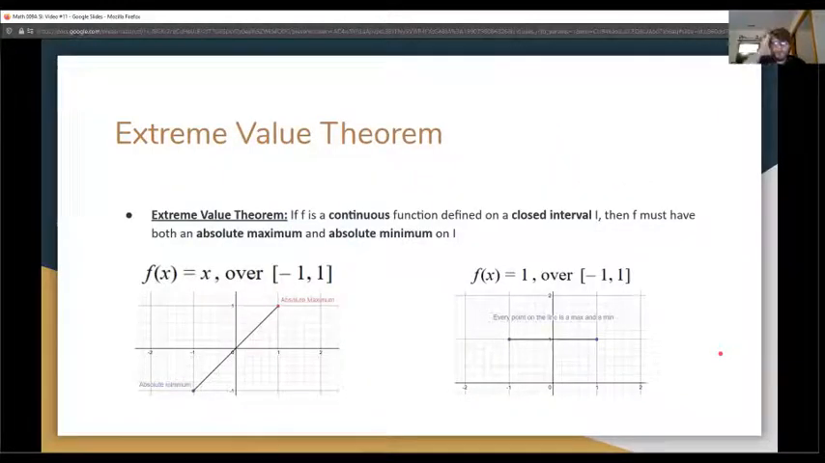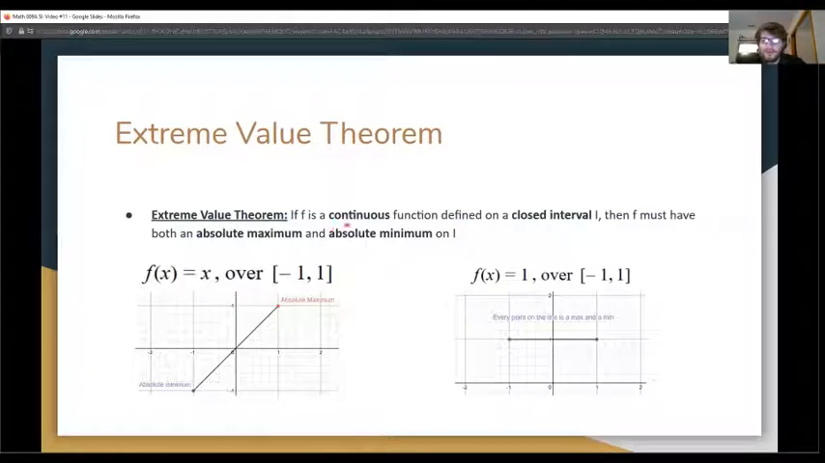Next up, the extreme value theorem. The extreme value theorem says, if f is a continuous function defined on a closed interval I, then f must have both an absolute maximum and an absolute minimum on I. So it kind of makes sense intuitively.